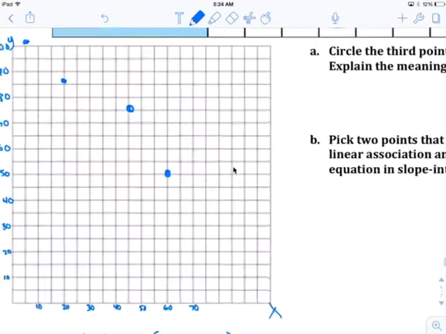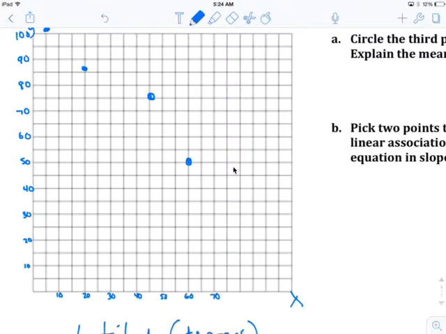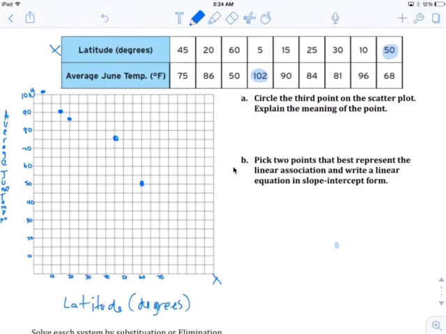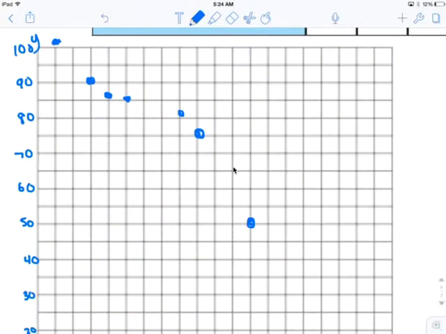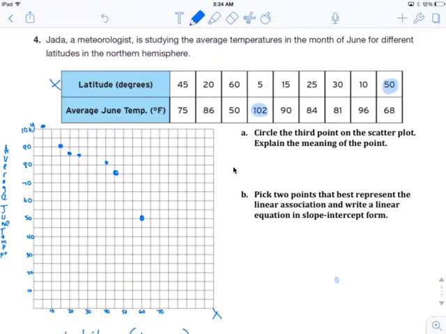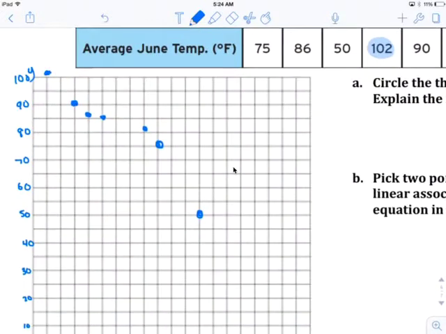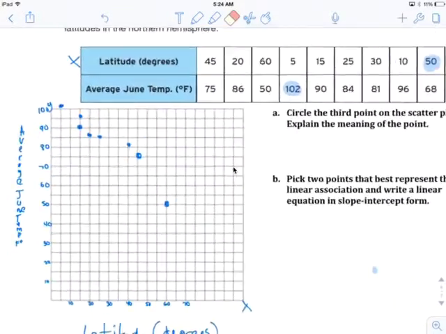15 degrees latitude is 90. There. 25 degrees is 85. Right here. 30 is 81. 10 degrees, 96. 50, 68.